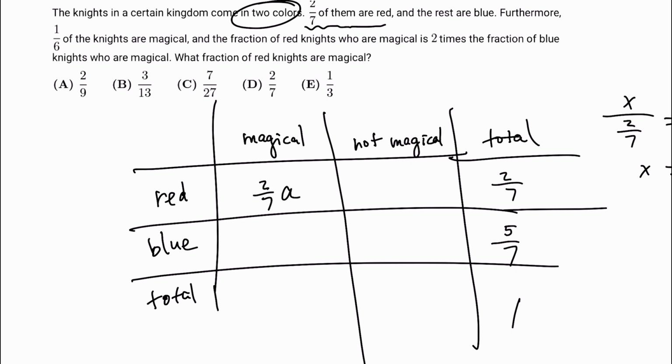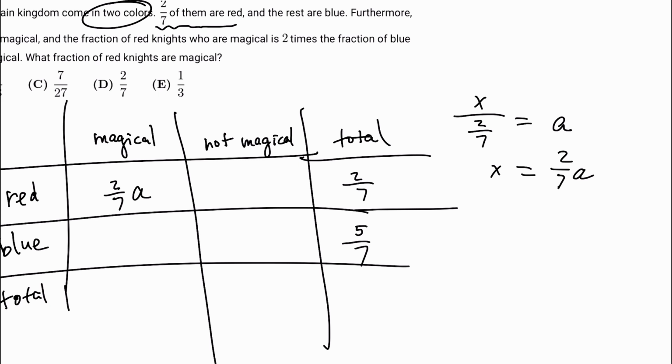And the fraction of red knights who are magical is 2 times the fraction of blue knights that are magical. Well, if we think about it, that will be x divided by 5/7. That is going to be 1/2 a. Well, the a, I didn't set it up really well. We can have this as 2a instead. It wouldn't impact that much, but it will look cleaner.